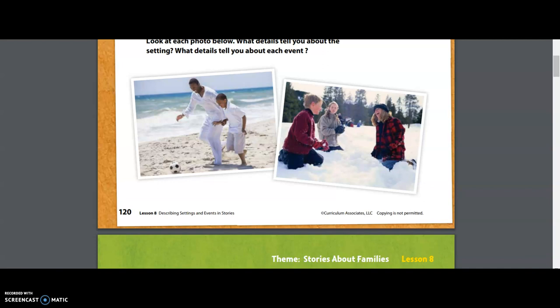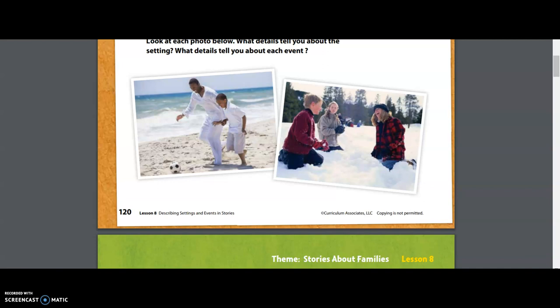So right now I'm wearing a sweatshirt because it's a little bit chilly outside. But if it was a hot day, I probably would be wearing some short sleeves. Or if it was the wintertime, I would either be wearing a coat or I would change my setting entirely because I probably wouldn't feel comfortable sitting outside on a porch during the winter. So we're going to use what we know about the setting as well as what we're learning about events, those different things that occur, to break down these two photos.